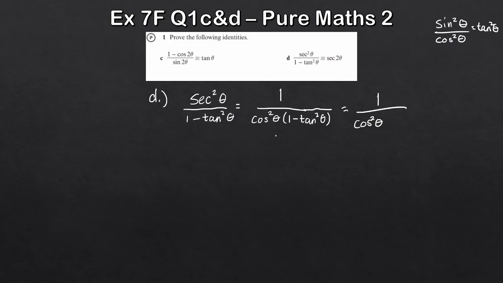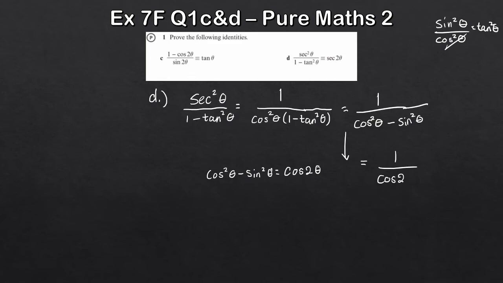If we've got cos squared theta times tan squared theta here, or minus of it, the cos squareds just cancel. So what I get left with is cos squared theta minus sine squared theta. Because I get left with 1 over cos squared theta minus sine squared theta here, we know this is one of our identities. Cos squared theta minus sine squared theta is just equal to cos 2 theta. So this is equal now to 1 over cos 2 theta.